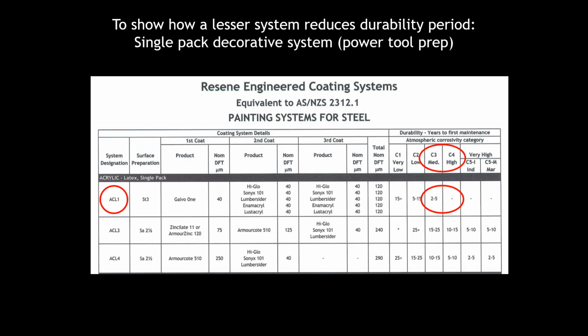And the system that we've got here is power tool prep. Got one of our best single pack steel primers, Galvo 1, and then any of those top coats that you see there as top coats. So when you're trying to talk yourself into just a really basic paint system for exterior steel, you're pretty much not going to get any durability period out of it at all. So that's why we're sticking with 2-pack epoxy and urethane type systems.